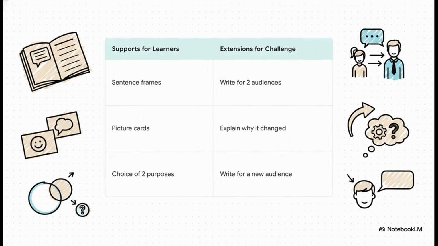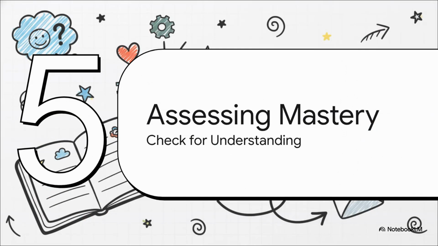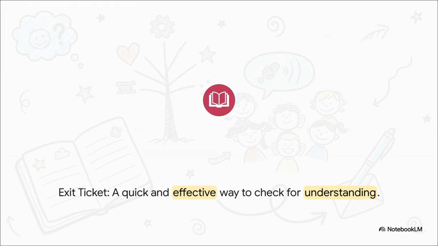Now, for those kids who are ready for a bigger challenge, ask them to write for 2 different audiences, like a thank you note to a friend versus one to the librarian, and then have them explain how and why their message had to change. And that brings us to our final section, number 6. We've taught the lesson, we've differentiated, but how do we know if they really got it? Let's talk about assessment. An exit ticket is just perfect for this.